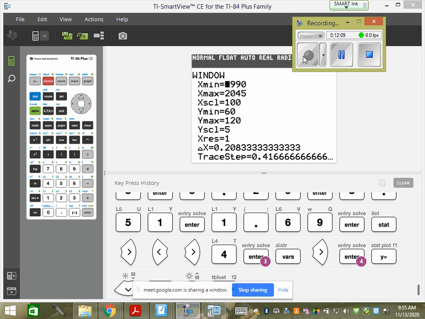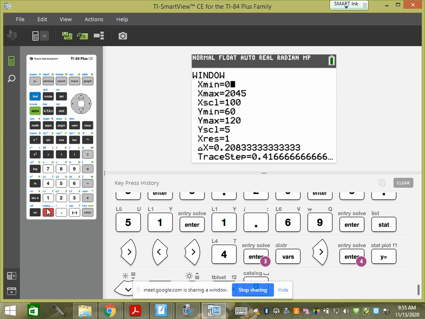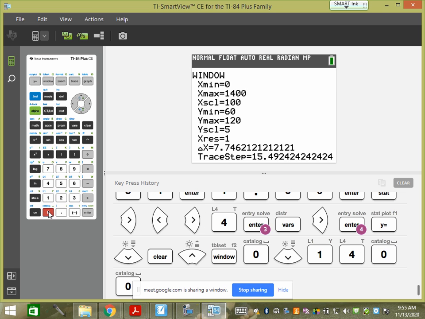So we need to change our window. Our number of shirts is 200 up to 740. So I'm going to make X minimum 0 because you can't buy less than 0 t-shirts. It goes up to 740. I'm going to make it 1400 because I want to make sure I have enough. And then go by 100.